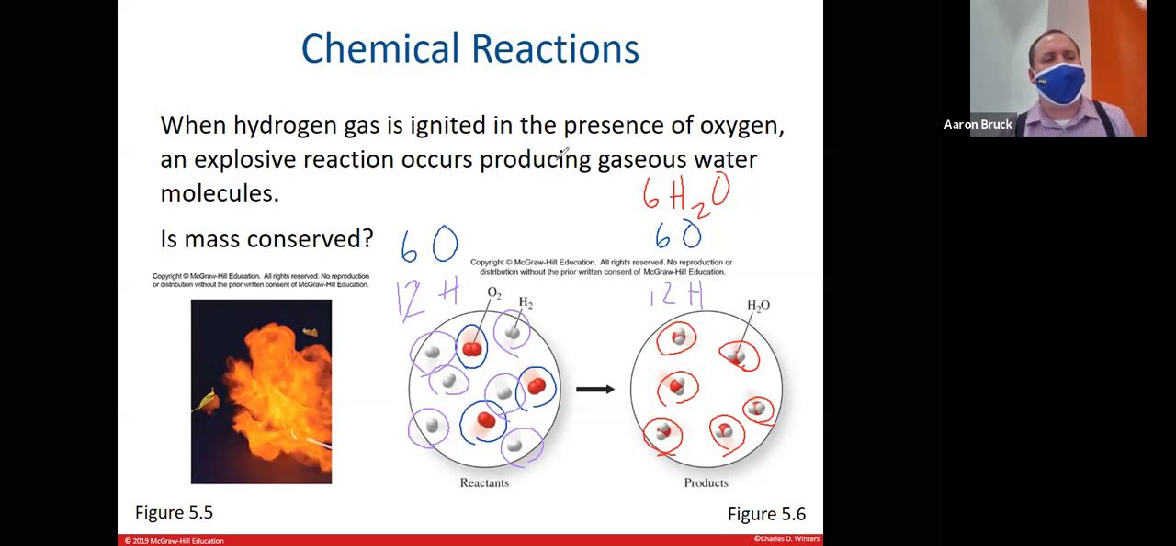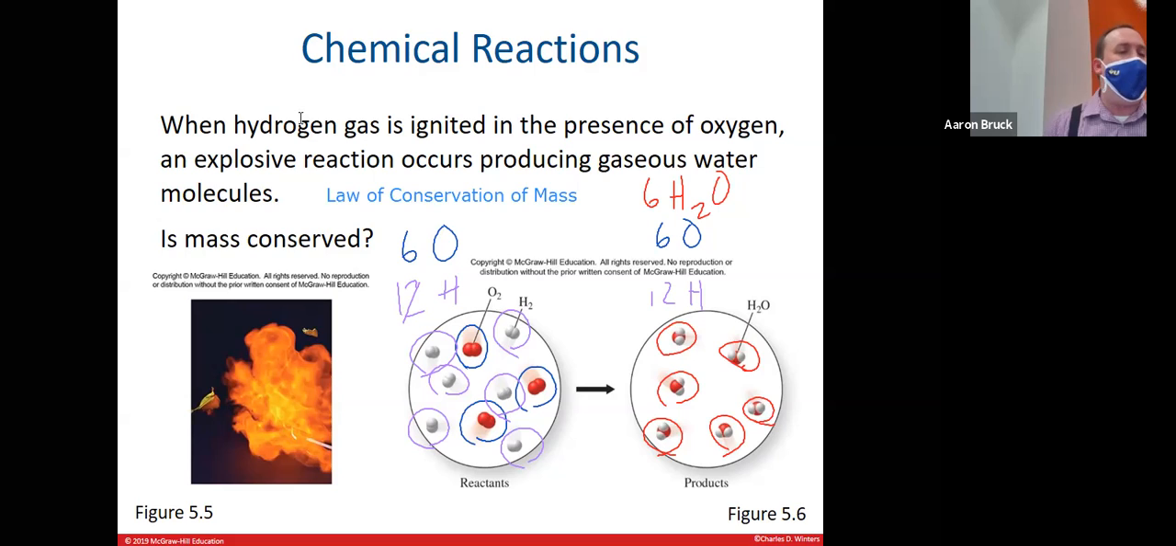Now, this particular principle, the law of conservation of mass, is very closely related to the law of conservation of matter that we discussed in the previous slide. All it is doing is quantifying it into something that we can measure on a balance, as opposed to something that we have to count from a molecular standpoint. But it brings us to a really important observation of chemical reactions. And that is that chemical reactions obey these laws of conservation.